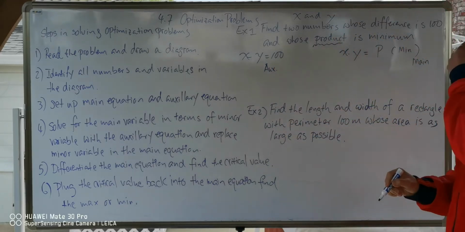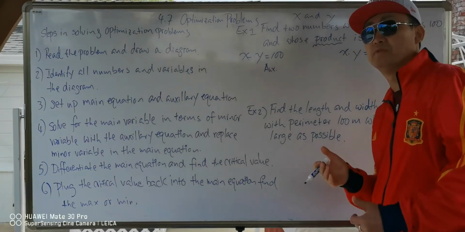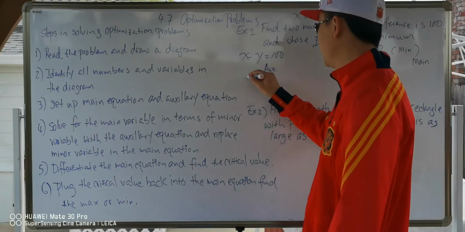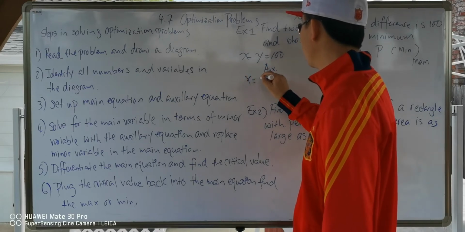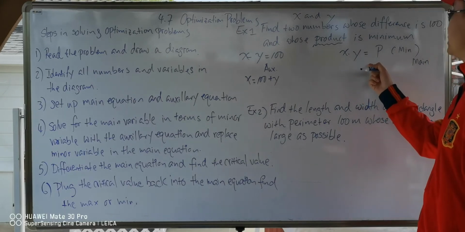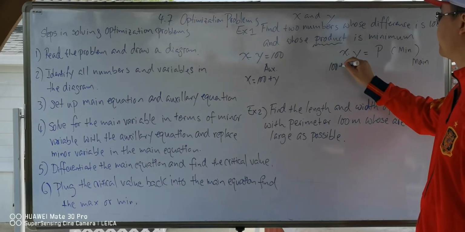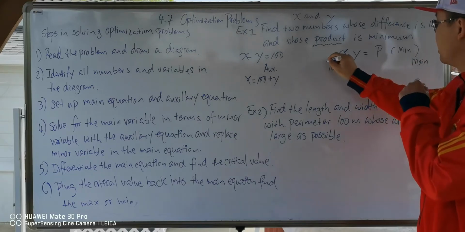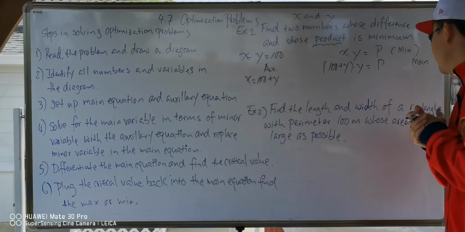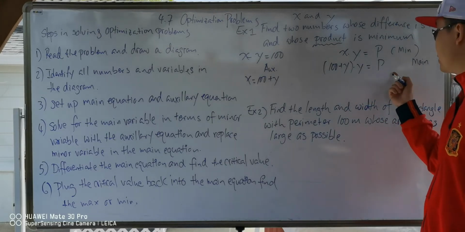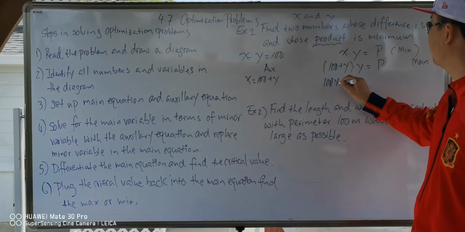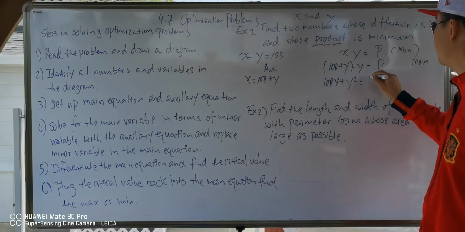Since we have two variables, we need to solve for one variable in terms of the other. Basically we can solve for x in terms of y, so x can be written as 100 plus y. So the main equation can be written as 100 plus y, times the quantity of the sum, times y, that equals the product. Before we take the derivative on both sides, we need to distribute. So we have 100y plus y squared, that equals the product.